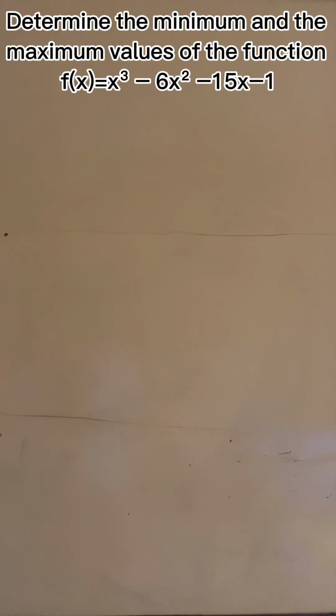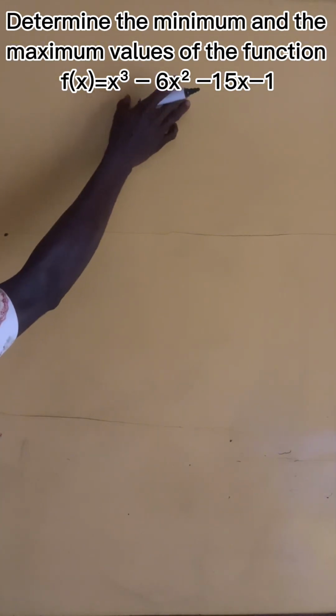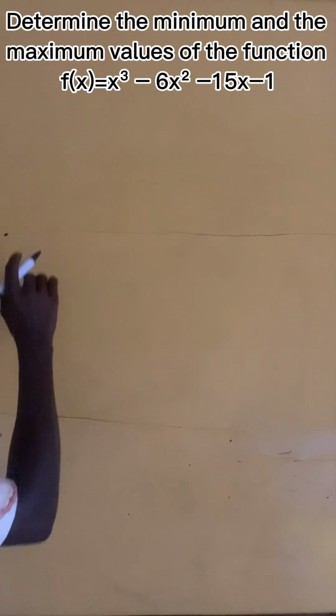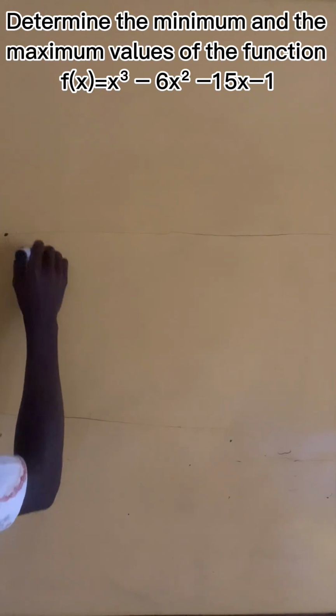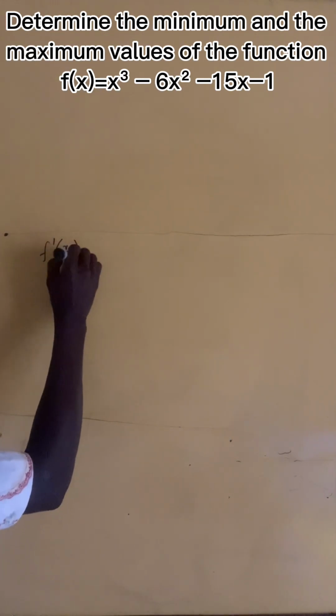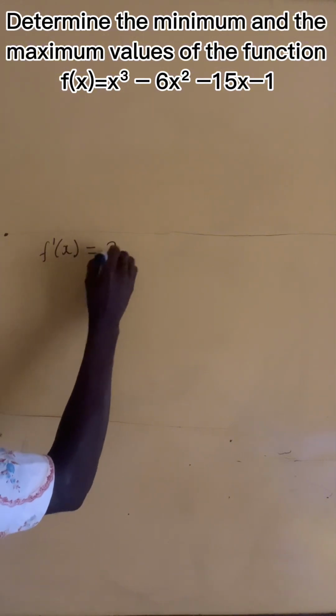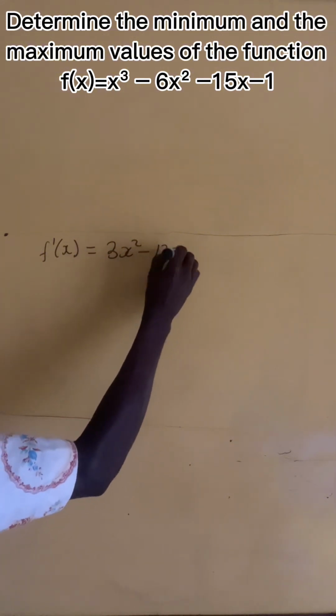Determine the minimum and the maximum values of the function f of x equals x cubed minus 6x squared minus 15x minus 1. Now to do this, we need to first find the first derivative. That is f prime of x equals 3x squared minus 12x minus 15.